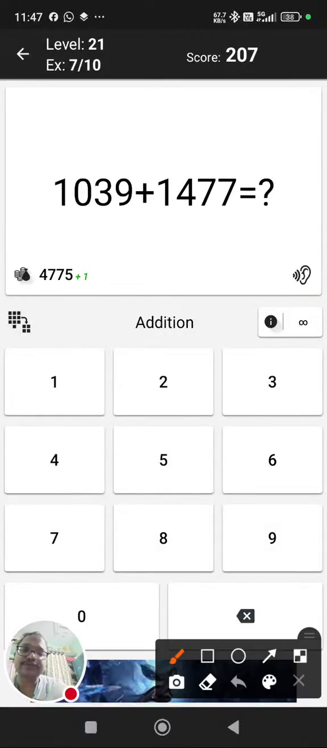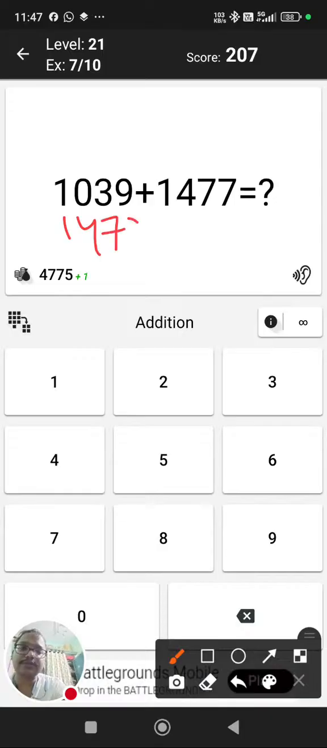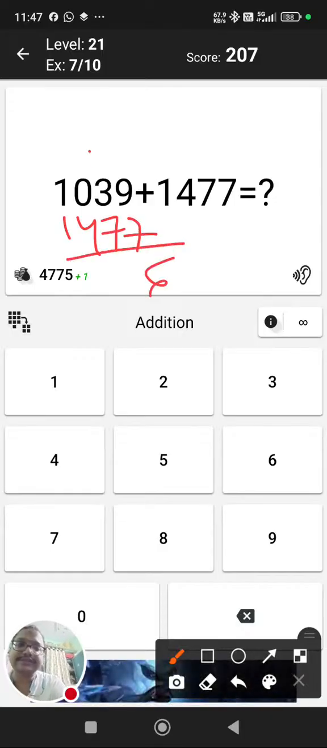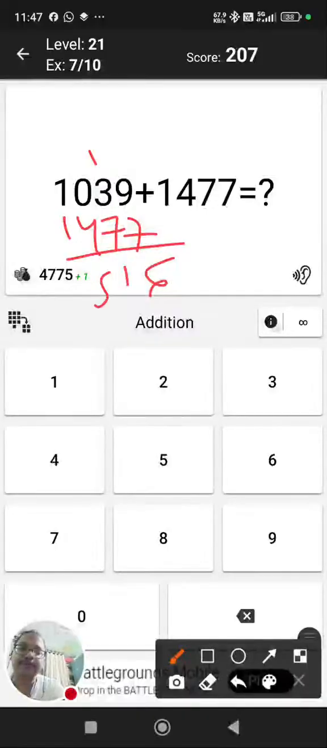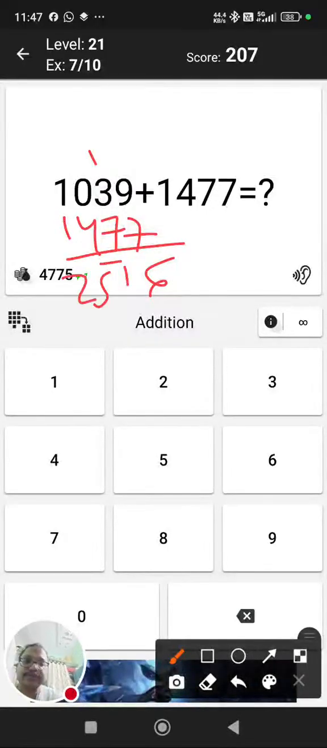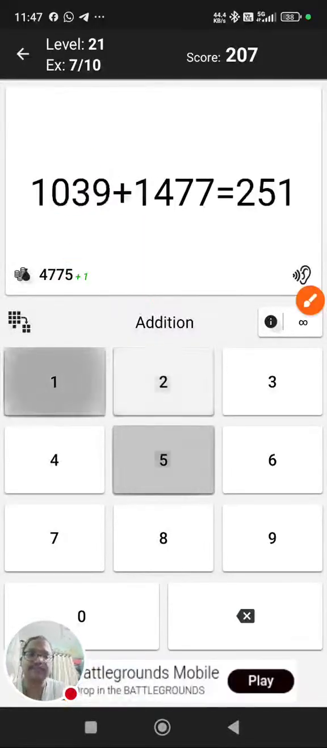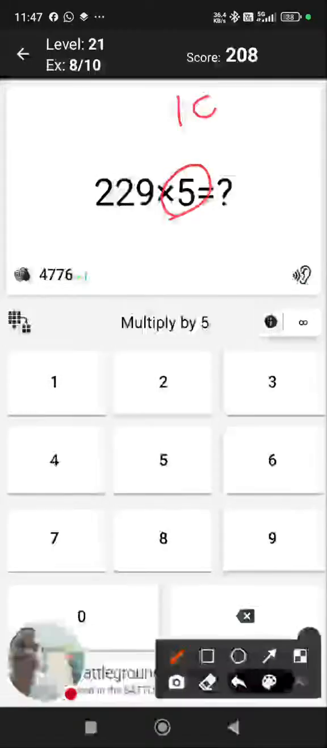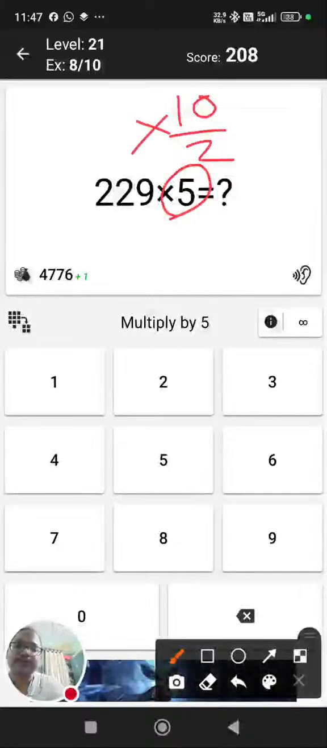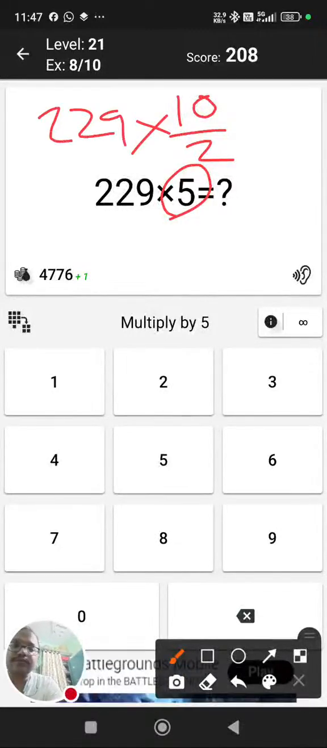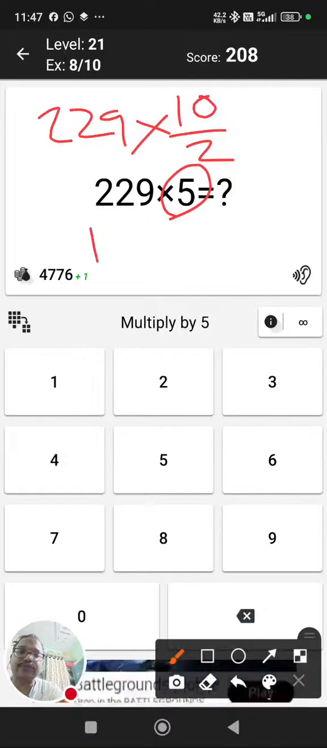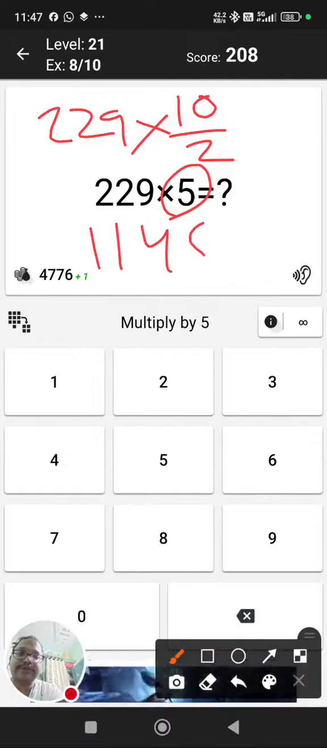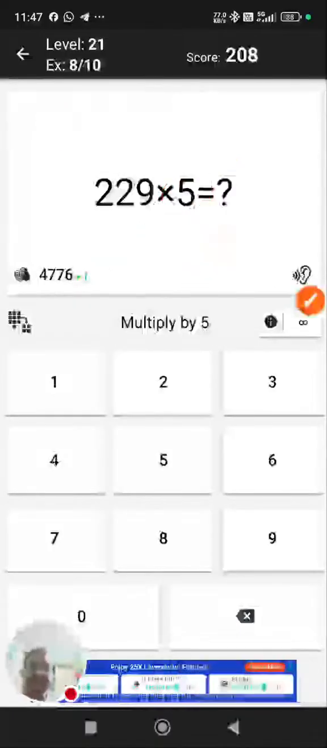So for this one, 1477, which will be 16, 10, 11, 5, 2, 5, 1, 6. Instead of 5 we write this as 10 divided by 2 into this one, 2 1 times, 2 1 times, 4 times and 5 times. This is our answer, 1145.